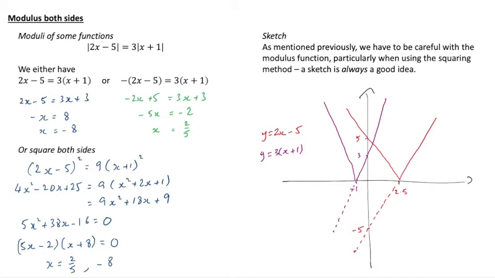We can also see, because of the different gradients, that the red line is going to hit the purple line somewhere in the negative x region, and minus 8 looks reasonable for that, because it's going to take a while for them to gradually get closer together and meet. So that sketch makes us feel reasonably confident that our answers are okay. They're not ridiculous, at least.